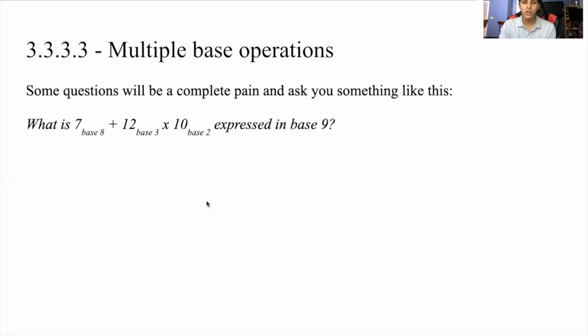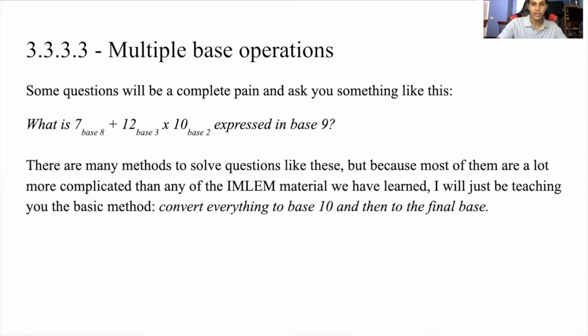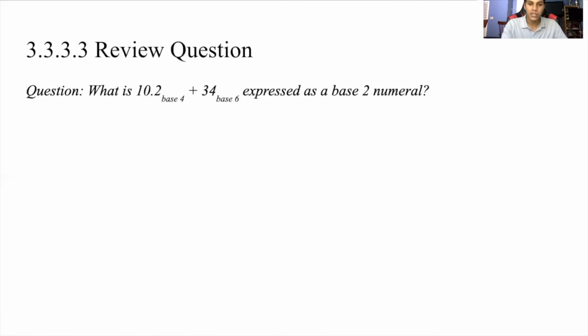After that, we talked about multiple base operations, and I let you know that there are multiple methods to do this, but since they're all pretty complicated, and the one that I taught you is really easy, you should just convert everything to base 10 and then convert it to your final base, because that will make it a heck of a lot easier. Especially if you don't understand how those other methods work, it's going to save you time. And then finally, we did a review question where we added 10.2 in base 4 and 34 in base 6, and expressed that as a base 2 numeral, which gave us 11010.1.